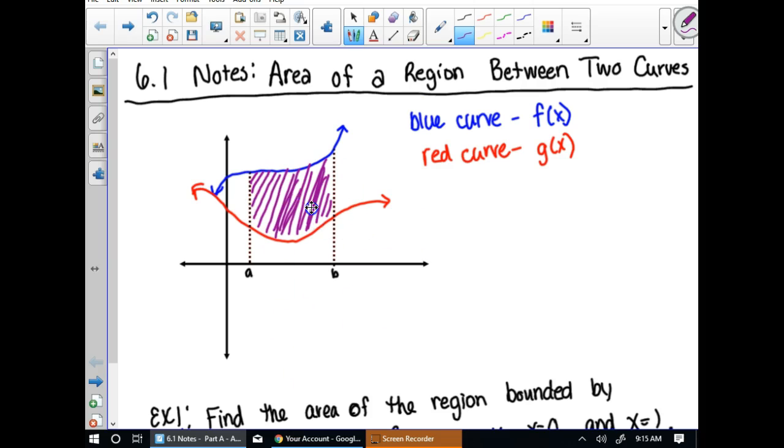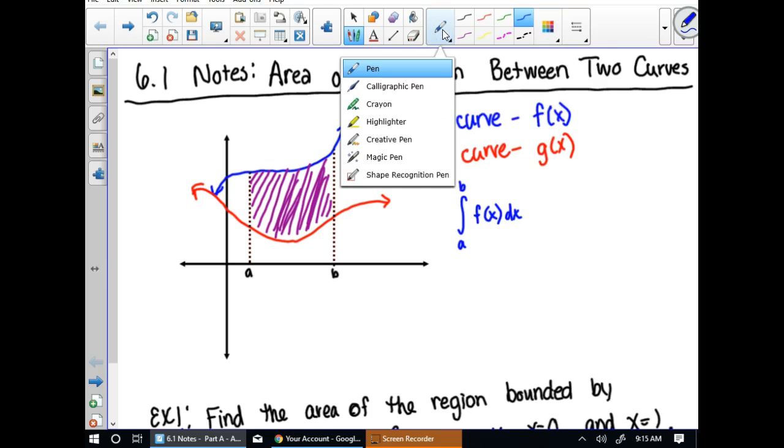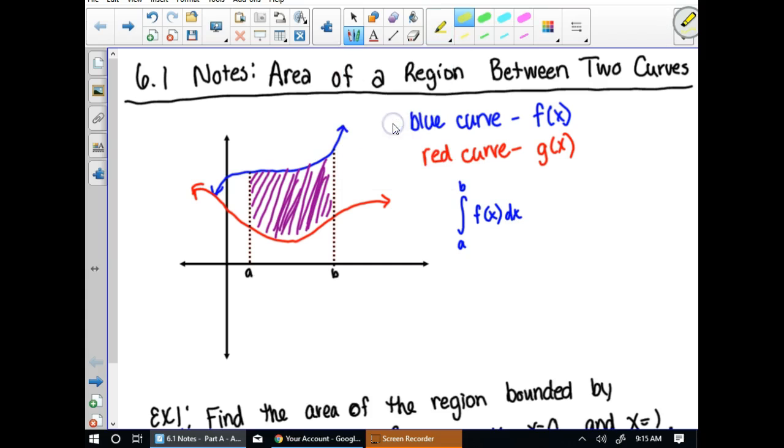But if we have this situation and we need to know the area between the curves, I think it's pretty intuitive what you would do here. If I take the integral from a to b of f of x dx, what does that give me? Whenever we take the integral from a to b of f of x, as far as the graph goes, what does that give you? Area under the curve. So if I highlight that in yellow here, that'd be the area all the way down to the x-axis underneath that blue curve.